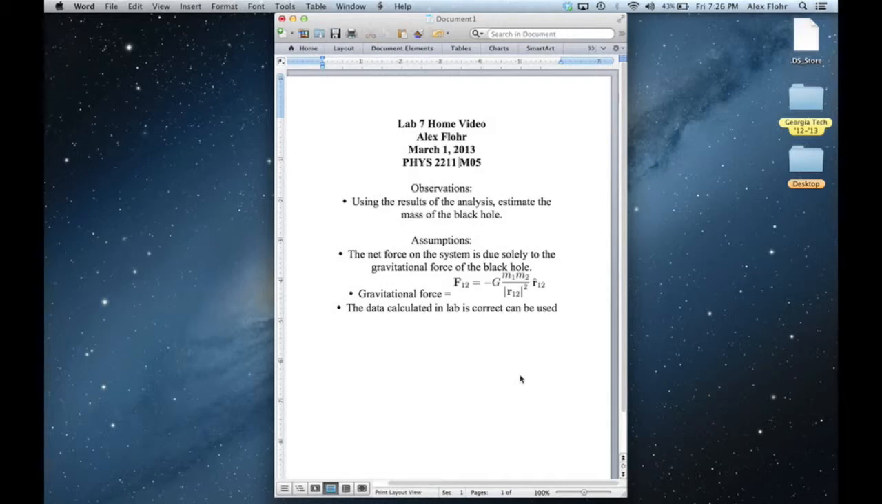We will be finding the estimate of the mass of the black hole, and our assumptions are that the net force of a system is due solely to the gravitational force of a black hole, and that we know the gravitational force is as listed. The data that we will be using and the information to calculate this is from the lab that we did last week.